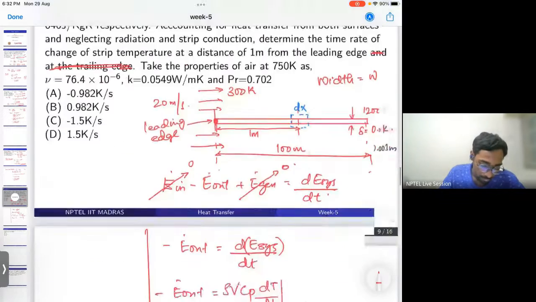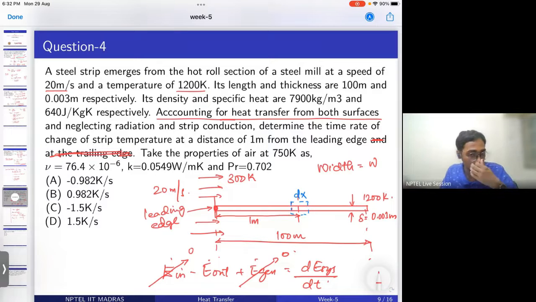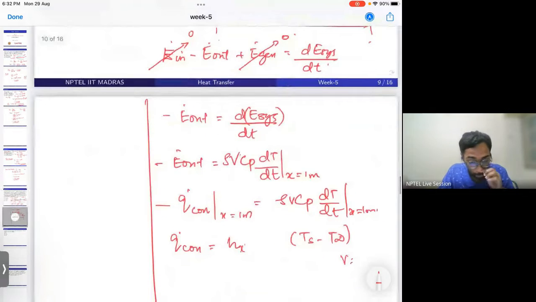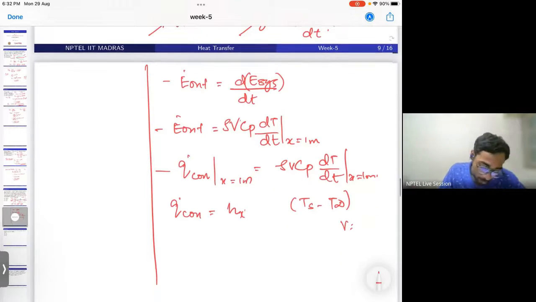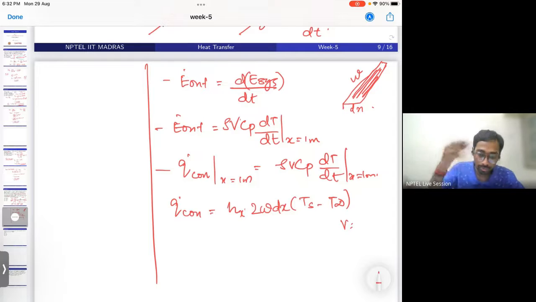Okay, no. You have to consider both surfaces. It is mentioned in the question that we have to consider heat transfer from both the surfaces. So what is the area of heat transfer? The top part, the area, this is W and this is dx. So it is 2 times W dx, right? That is the heat that is convecting away from both the surfaces.